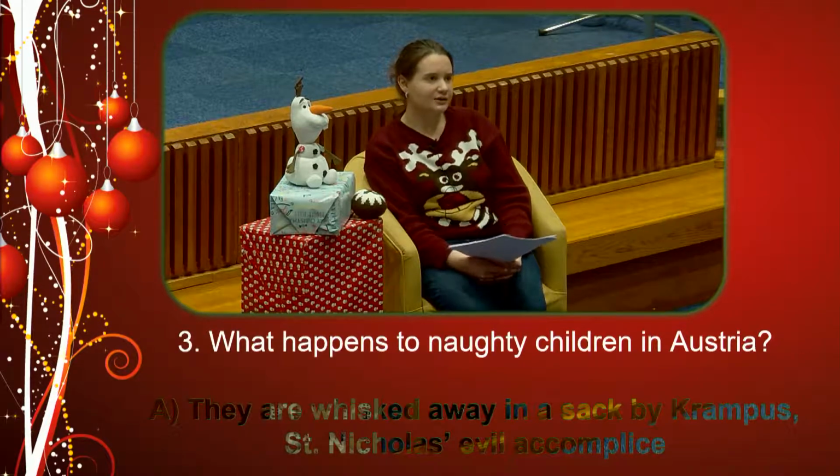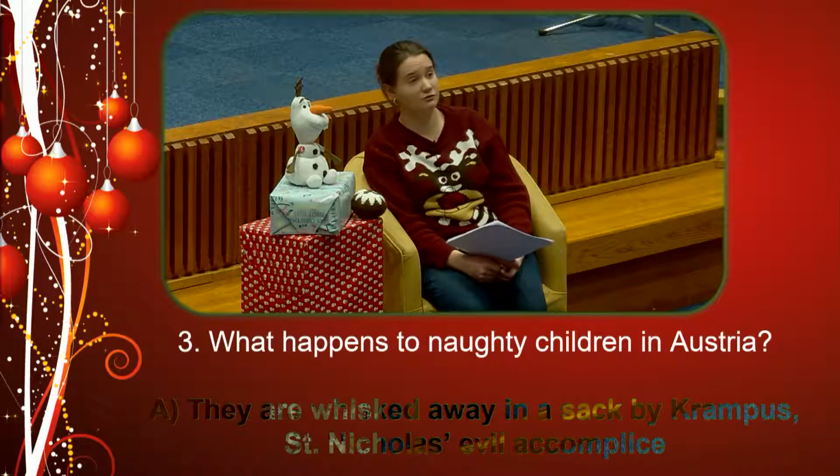What happens to naughty children in Austria? Well, they are whisked away in a sack by Krampus, St. Nicholas's evil accomplice. Apparently he is horned and looks demon-like, and young men in Austria dress up as him to scare children around Christmas.